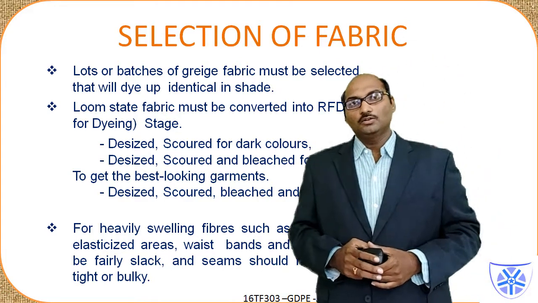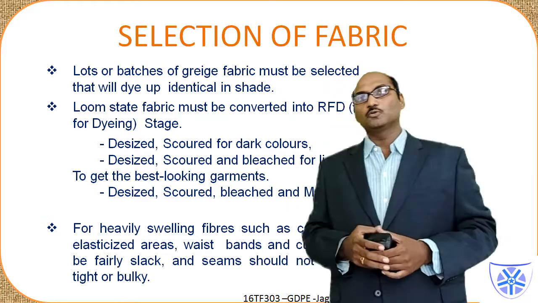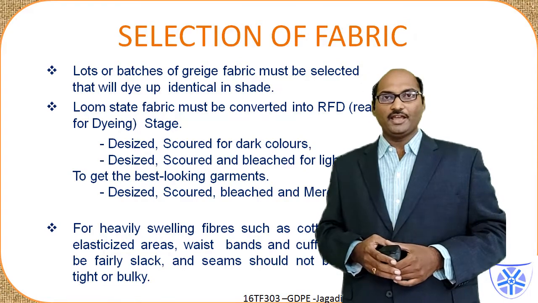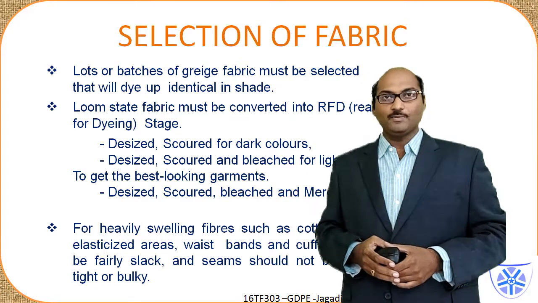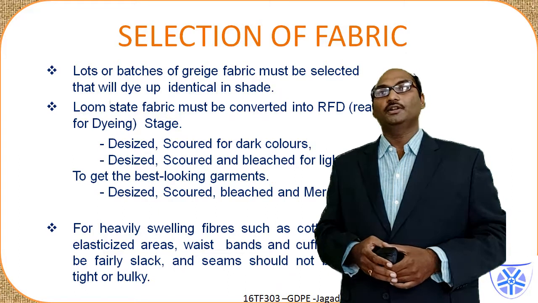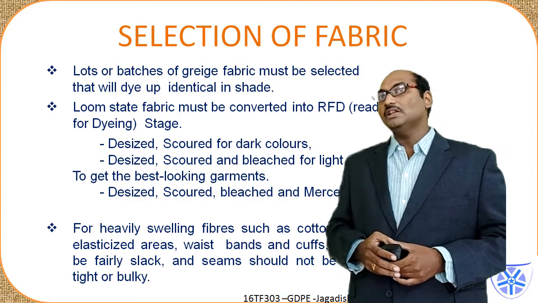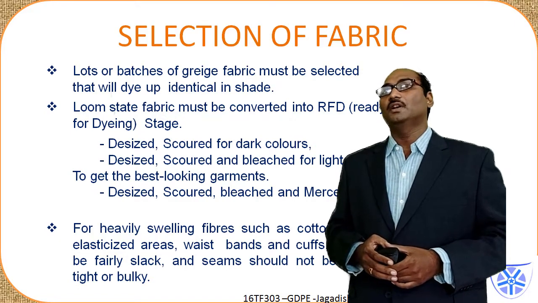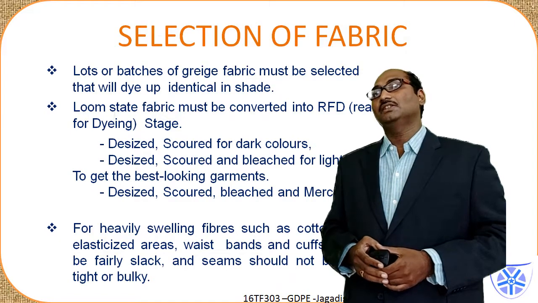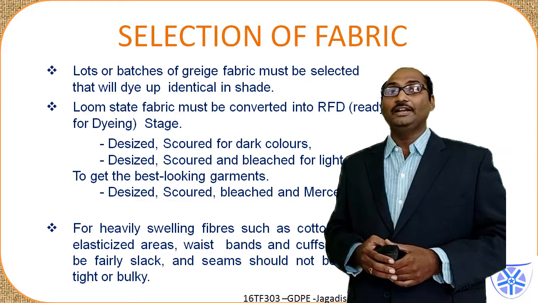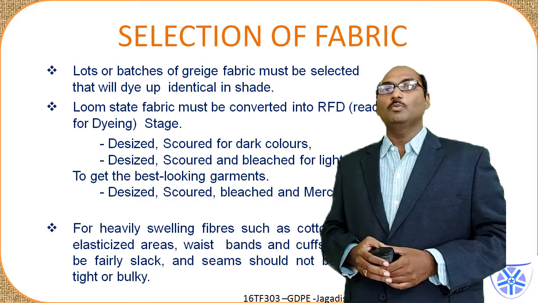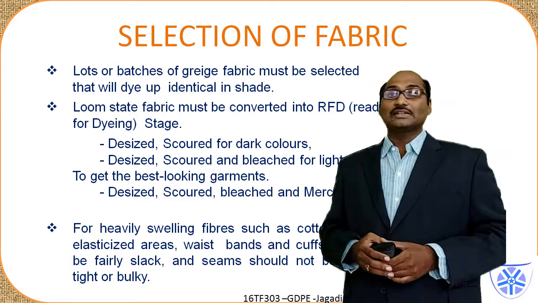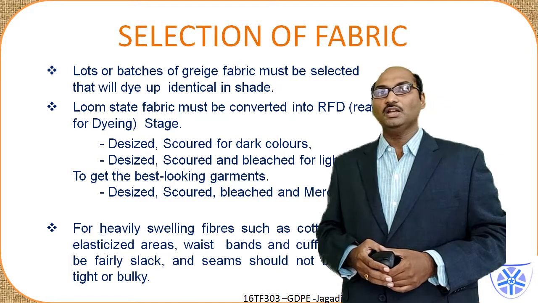There are generally three types of fabrics when it comes to garment dyeing. One is grey fabric, another is RFD, ready for dyeing, and another is ready for garment dyeing. Based on the usage, we will have different qualities of fabric. Desizing and scouring both will happen in the case of darker colors, and desizing, scouring and also bleaching will happen in the case of light colors.